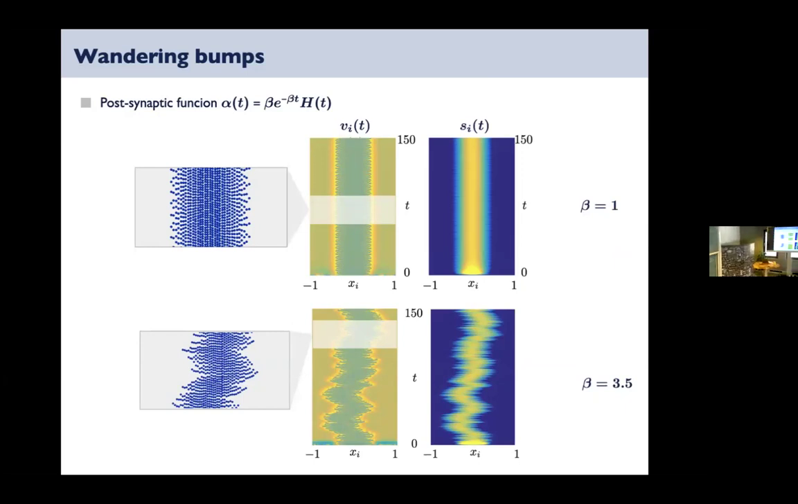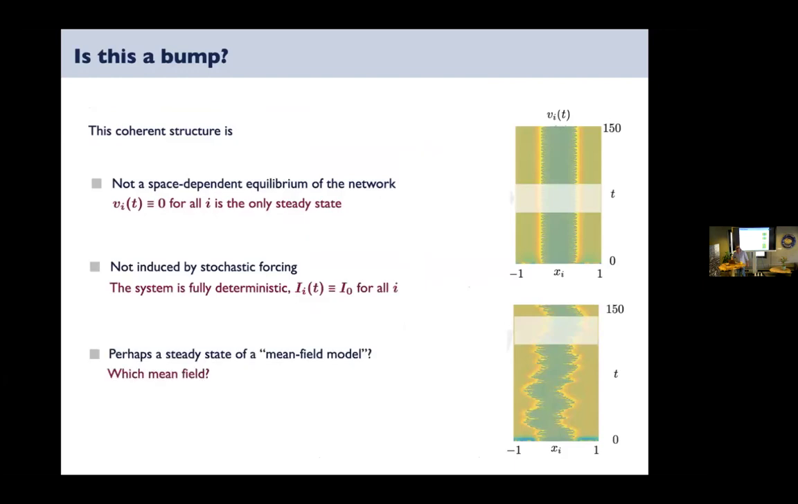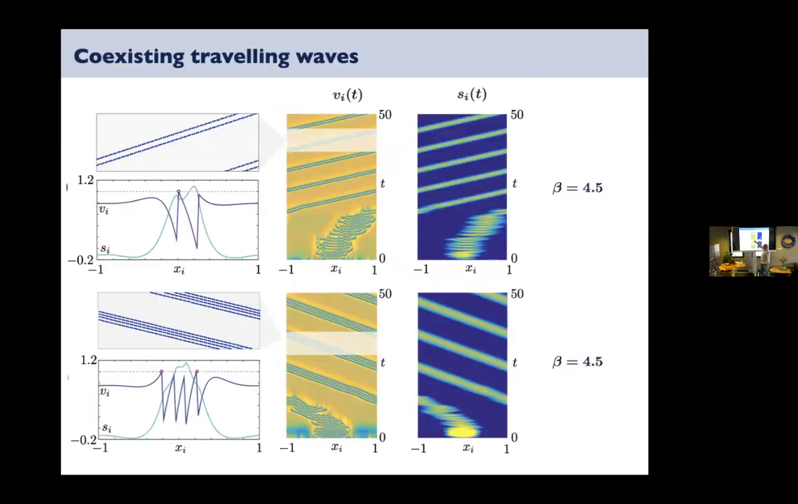Increasing beta means making a faster synapse and also making it closer and closer to a Dirac delta type synapse. With beta large, the bump starts to meander, starts to wander left to right. And as beta increases even more, you're going to get waves this time. So as beta increases, I start with a bumpy object that eventually turns into this wave pattern.